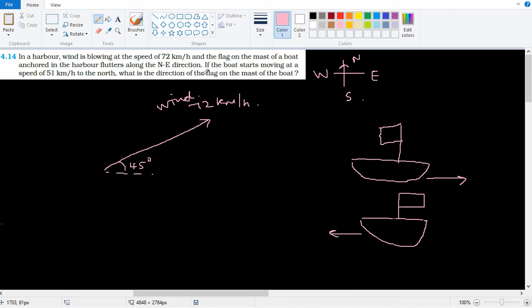So if I say the boat is going in the north direction, the flag is going to experience a force in the opposite direction. It's something like when the car is going forward, we get pushed backwards. So similarly, when the boat is going forward, the flag will get pushed backwards. So the flag is going to experience a force southwards, because the boat is going northwards. So this is going to be south direction. This will be 51 kilometers per hour.